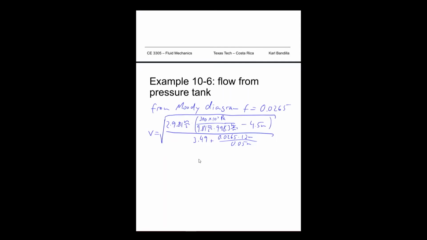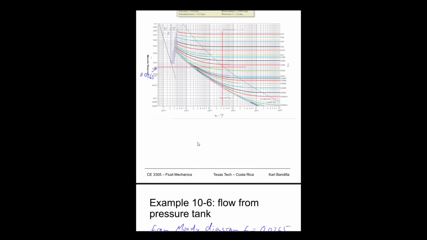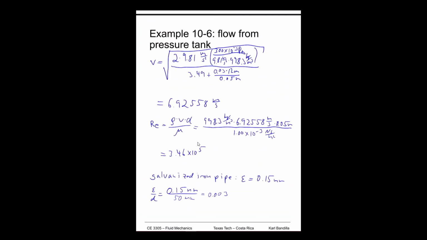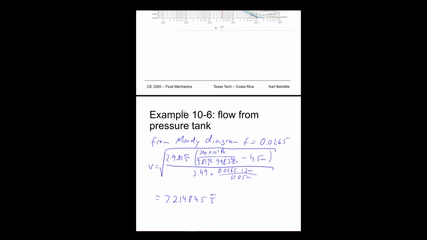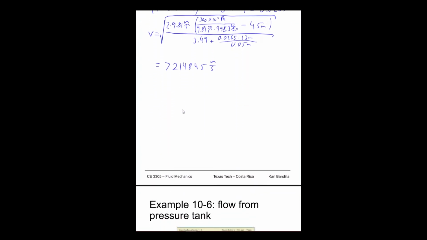And when we calculate that, we get our new velocity of 7.214845 meters per second. So let's see, what did we have before? Before we had 6.9, now we have 7.2, so not that far apart, but let's see what we get.